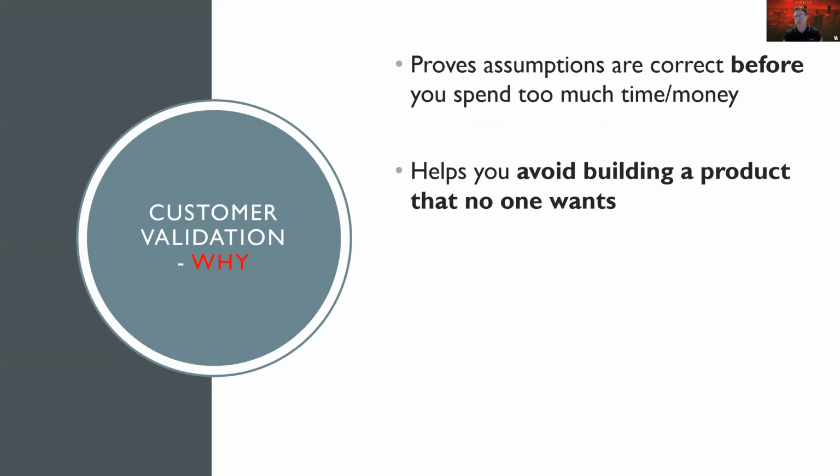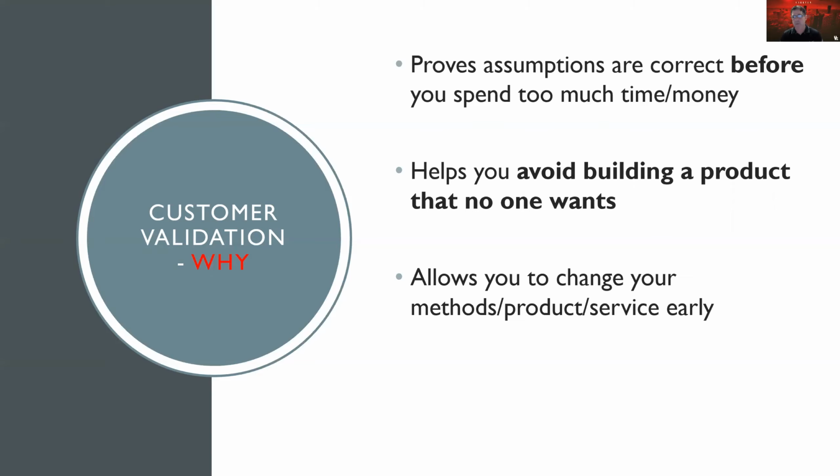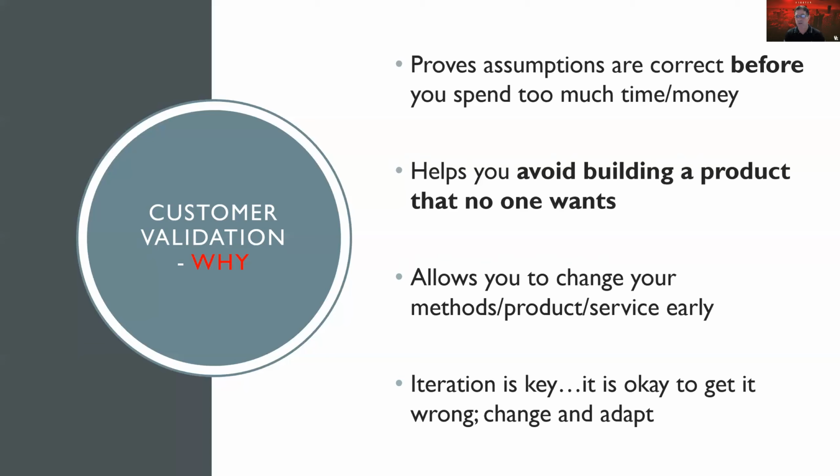So you have to avoid building a product that no one wants. You have to figure out a way to change either your product or your service or your method of delivery early on. Again, early on, because you want to do things early before you spend too much time and money. You don't want to get into this and a year in start realizing, wow, I've rolled out the wrong colors, I've rolled out the wrong shapes, I've rolled out the wrong firmness, whatever it is that are some key things to your product. And it also helps you iterate.